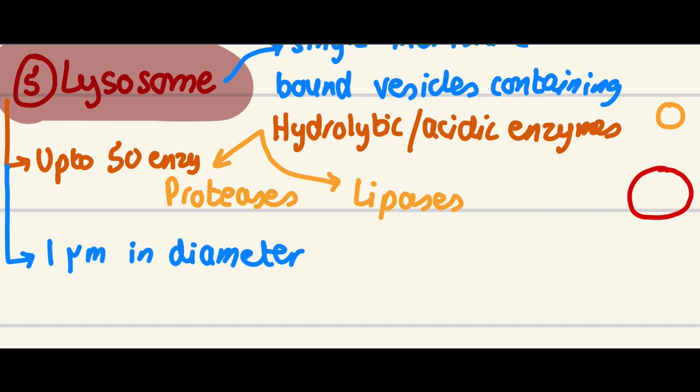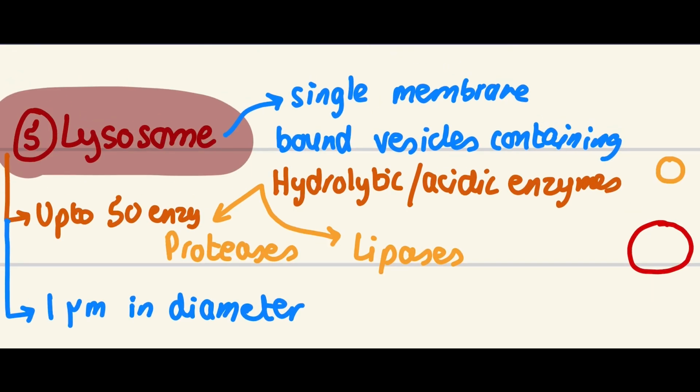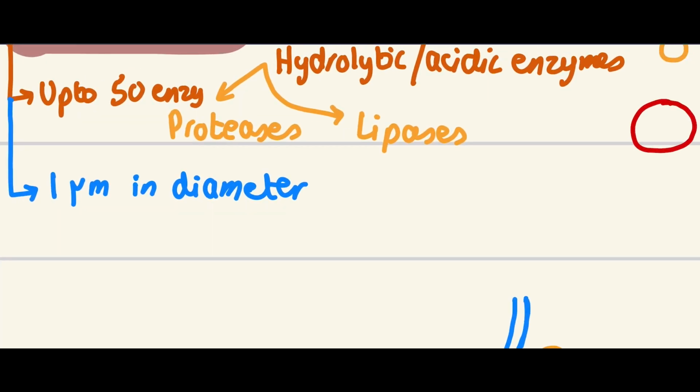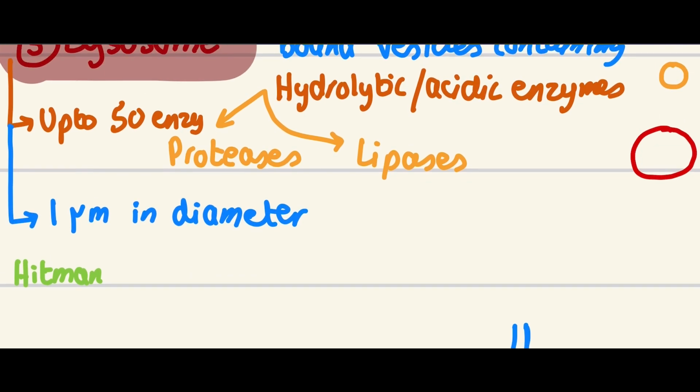So basically we have these enzymes, and they're sort of like hitmen. They're like a hitman or like an assassin. So what they do is that they essentially kill the stuff that we don't want anymore. So they're sort of like killing machines, if you may.